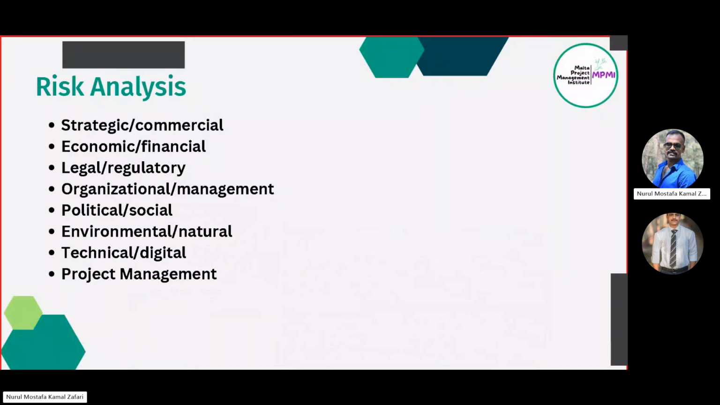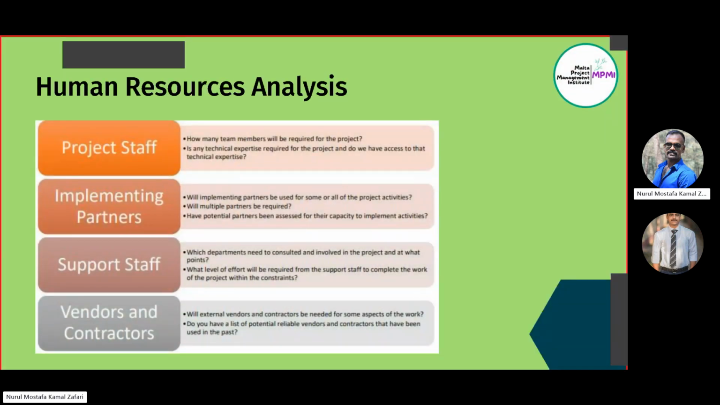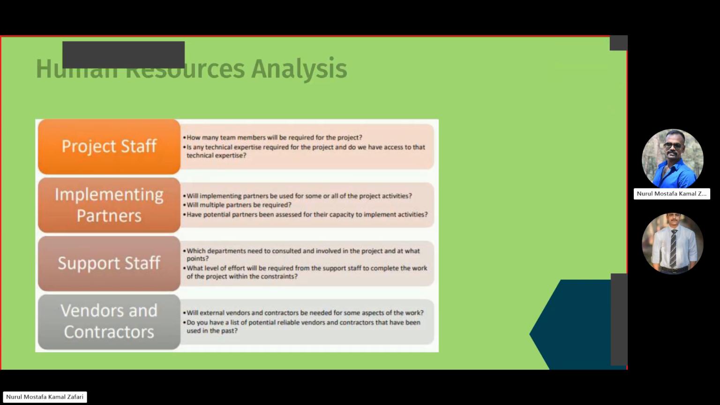So in this phase, we need to do the risk analysis, because risk analysis helps us to understand the project scenario and to prepare well ahead of time. We need to do also human resource analysis to find out what staff members we need, and also what type of consultants and other volunteers we need to implement the project successfully.